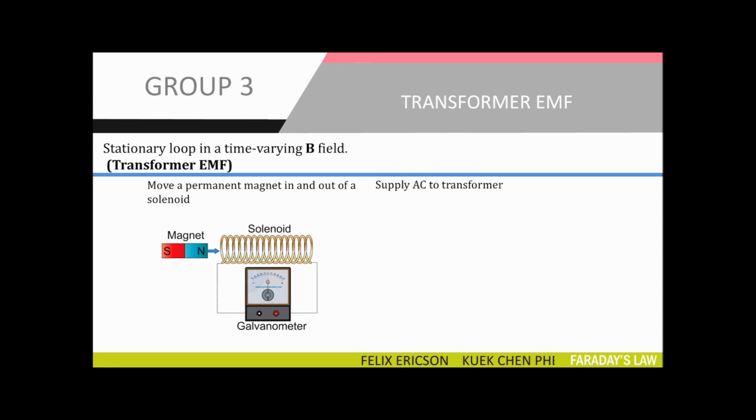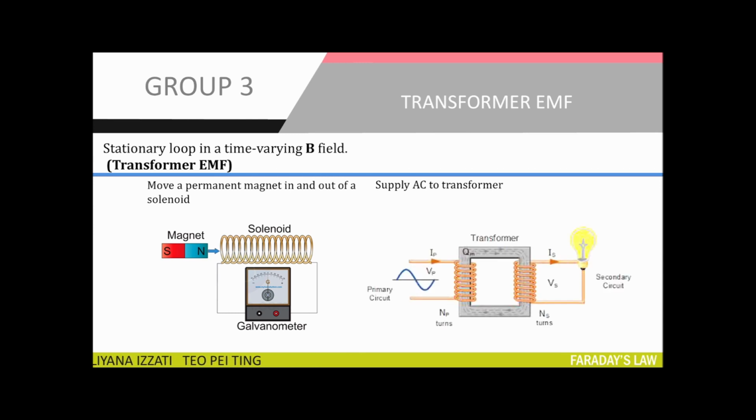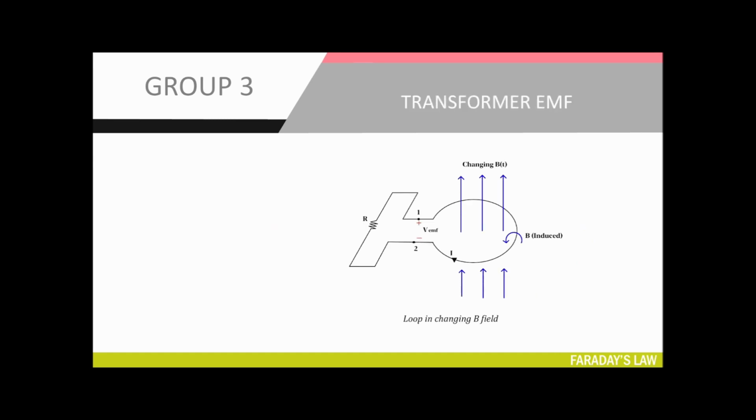Second is simply to apply an AC source to a transformer. AC source is a time-varying supply. It will cause the change in current and hence fluctuate the magnetic flux. Next is about the generation of transformer EMF. Let's see, we have a coil as shown in the picture on the y-axis.